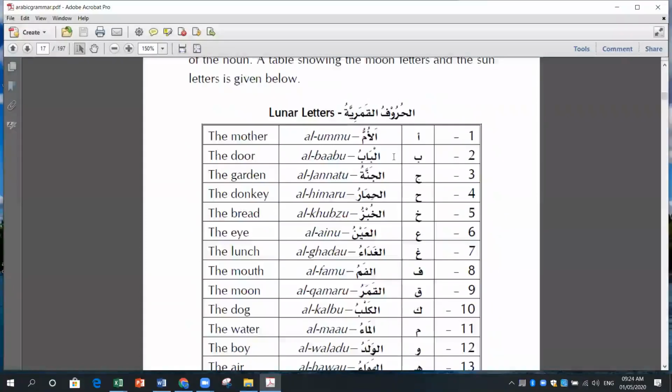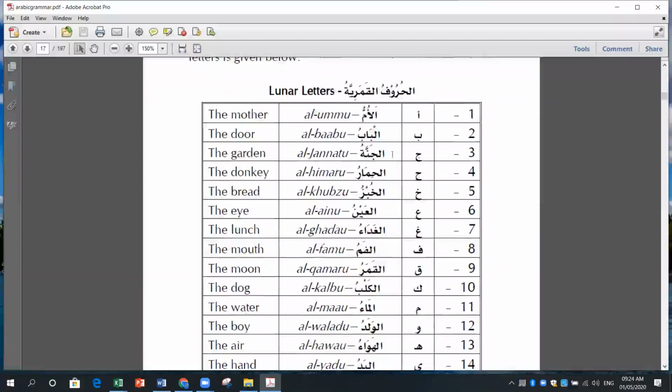Just heard somewhere. No problem, no problem. Acha, just read this word.